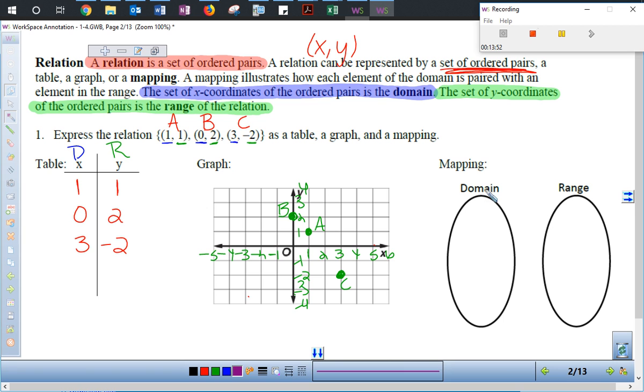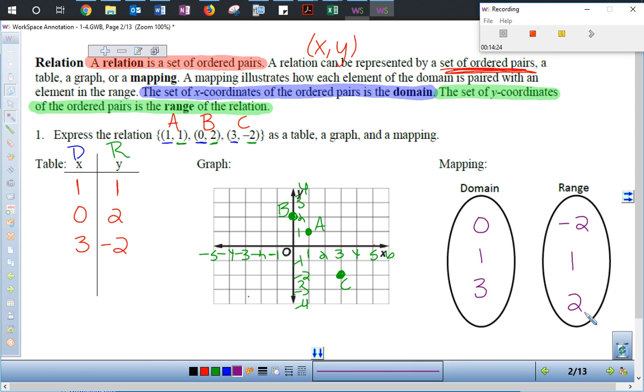So for my domain, my x values are 1, 0, and 3. I need to take all 3 of these and just put them in this circle. So I like to put them in numerical order. You don't have to. You can put them just like this if you would like to. Now the range values are just my y values. So 1, 2, -2. Again, I like to put them in numerical order. You don't have to. -2, 1, 2.